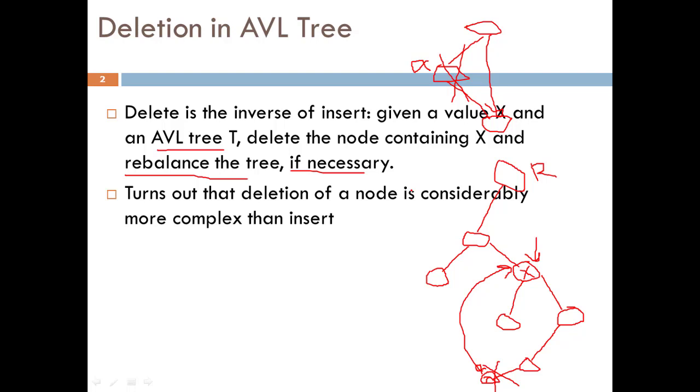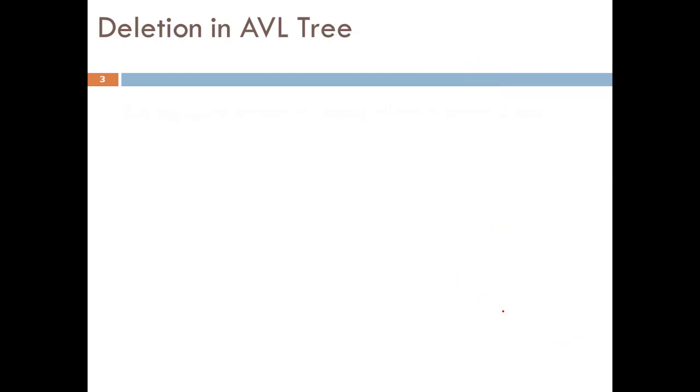So it turns out that the deletion of a node is considerably more complex than the insert. Sometimes it may have an effect on the whole tree, and we need to perform multiple rotations in order to make the tree balanced, or an AVL tree.